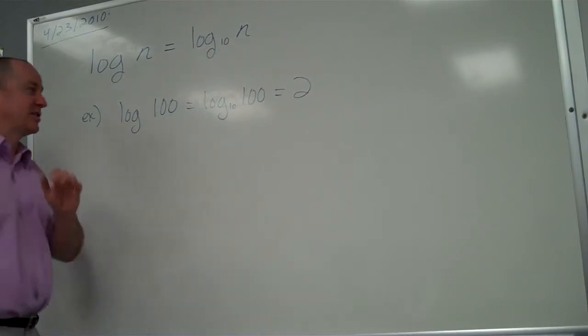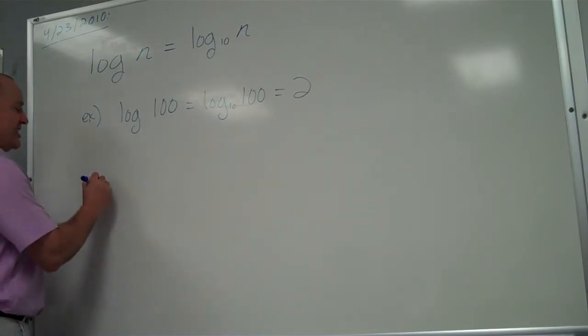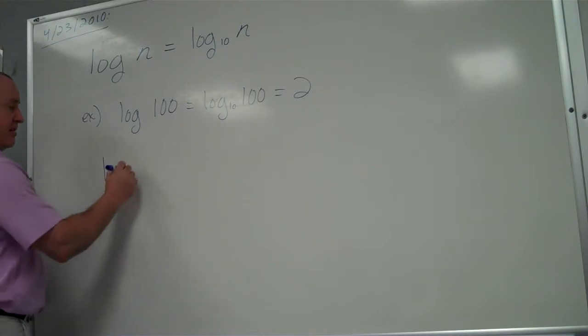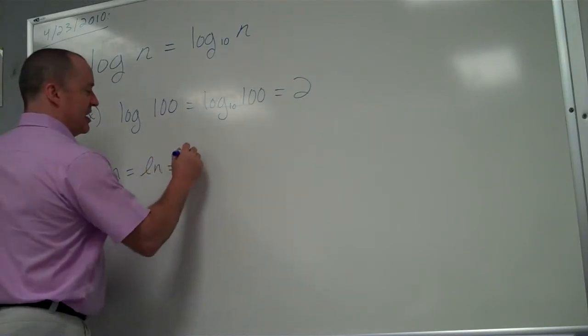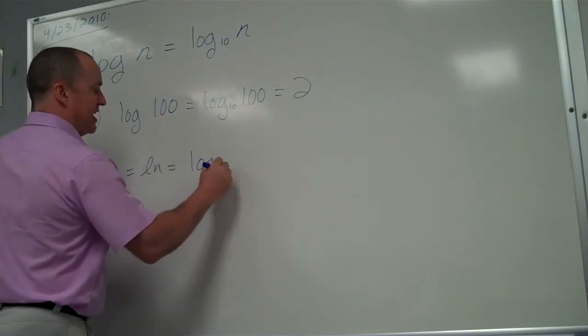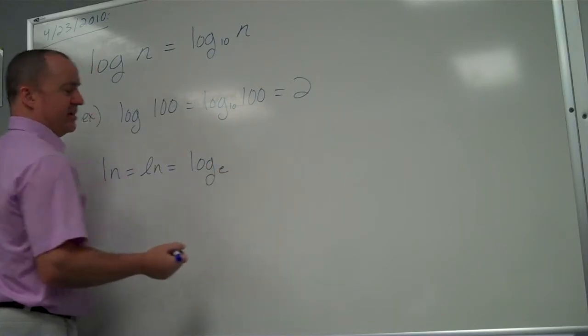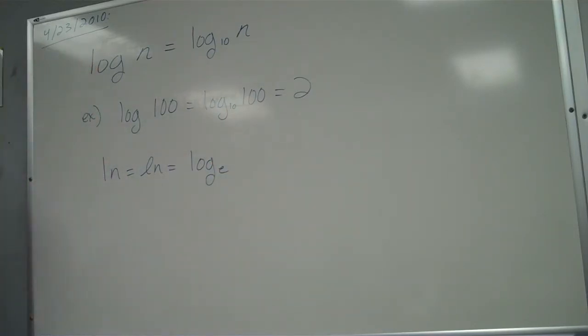In fact, that's all it knows except for this one other thing, which is natural log. It looks on your calculator like ln. Most people write it as a cursive ln. Natural log. And this is log base e. The natural log is the same as log base e.